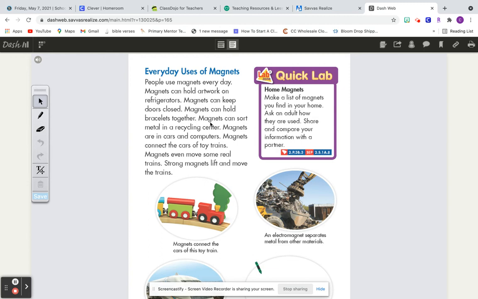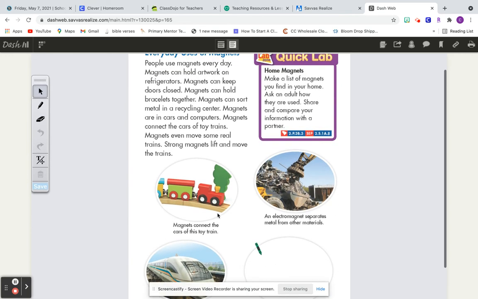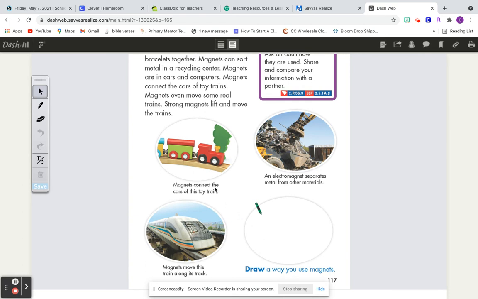Everyday uses of magnets. So people use magnets every day. Magnets can hold artwork on refrigerators. Magnets can keep doors closed. Magnets can hold bracelets together. Magnets can sort metal in a recycling center. And magnets are in cars and computers. They connect the cars of toy trains, and they even move some real trains. So strong magnets lift and move the train. So these are all different ways that you can use a magnet.